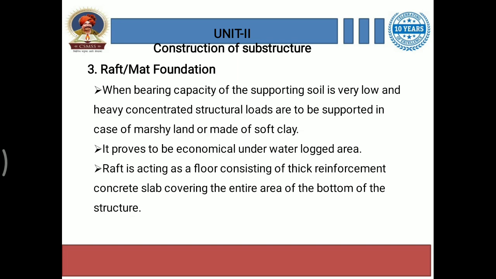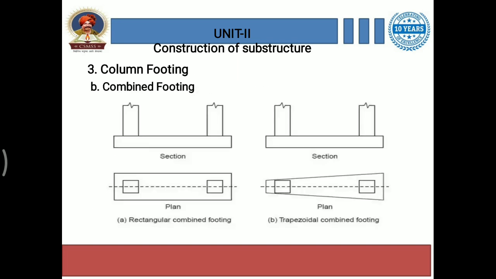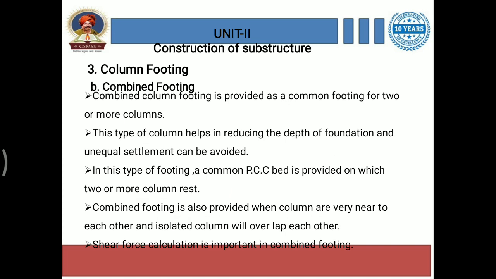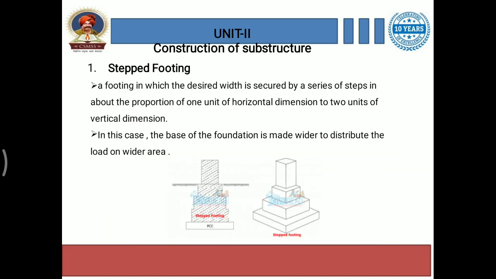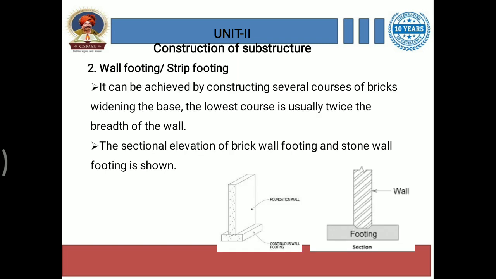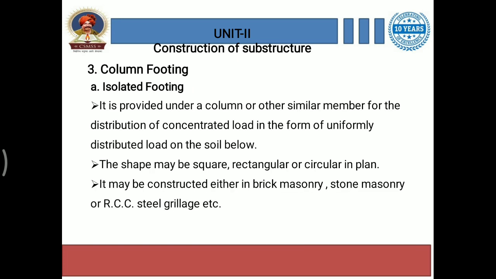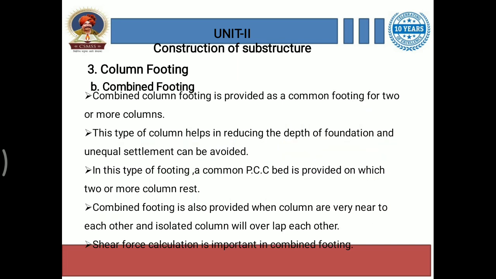These are the two subtypes of column footing. Till now we have seen the three major types of shallow foundation or shallow footing. First one was step footing, then wall footing or strip footing. This is the second one, which is generally provided for load bearing structures. Then the third one is column footing. Column footing is again subdivided into two types: isolated footing and the second one is combined footing.